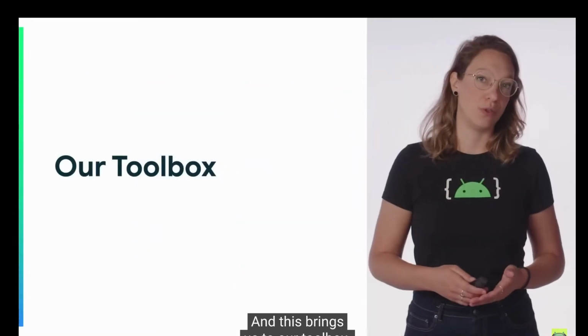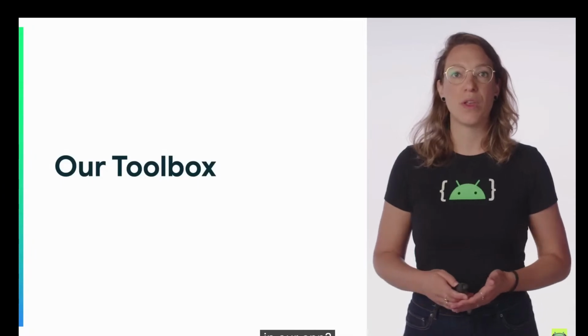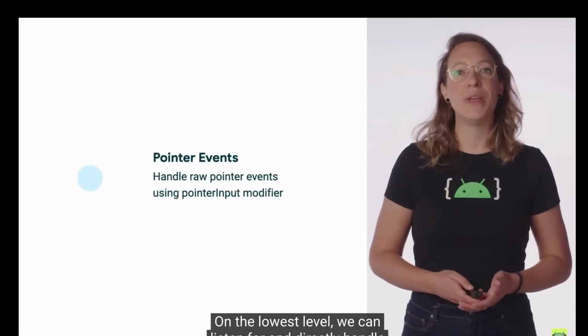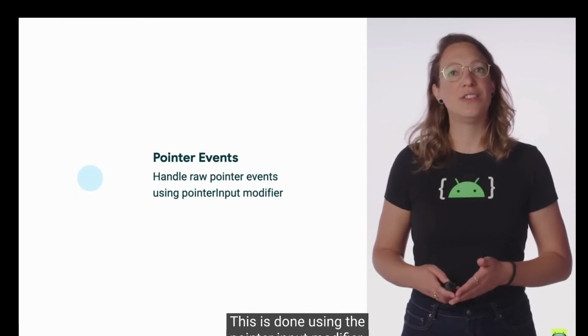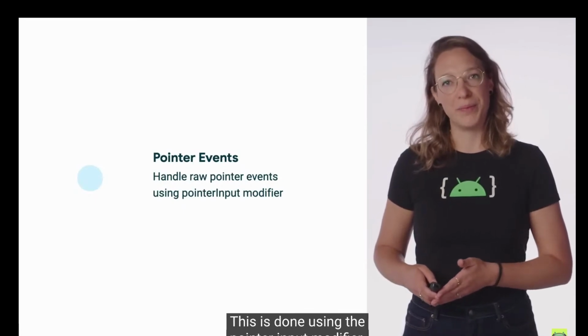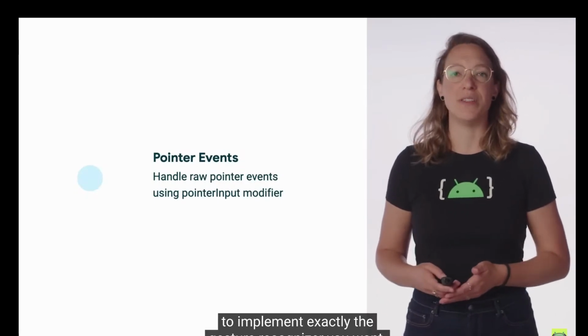And this brings us to our toolbox. What helpers can we use to implement gesture handling in our app? On the lowest level, we can listen for and directly handle raw pointer events. This is done using the pointer input modifier. It gives you the most flexibility to implement exactly the gesture recognizer you want.